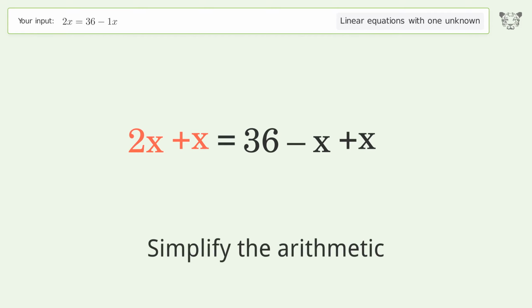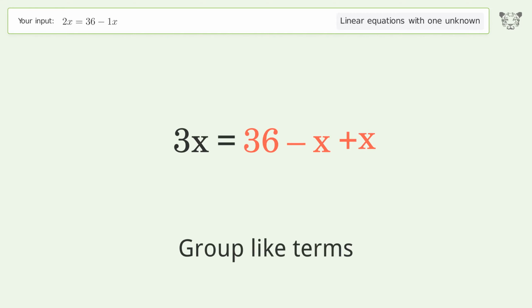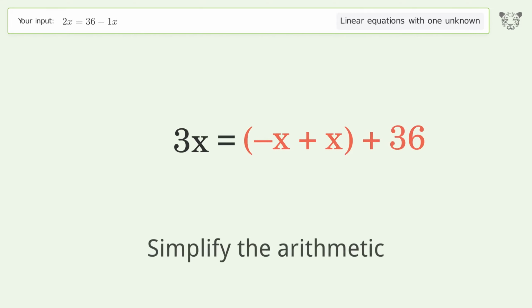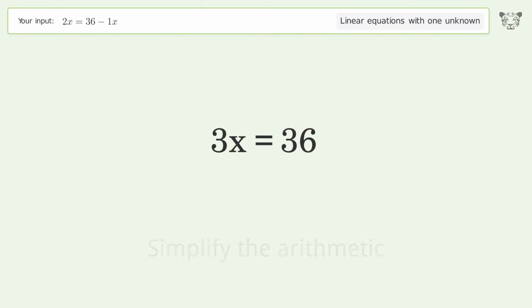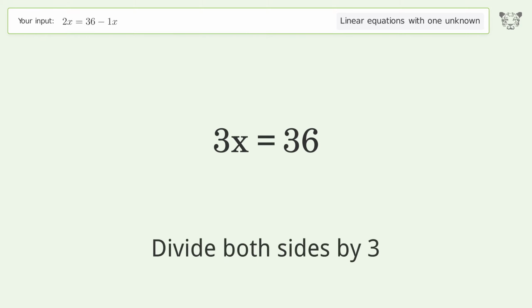Simplify the arithmetic. Group like terms. Simplify the arithmetic. Isolate the x. Divide both sides by 3.